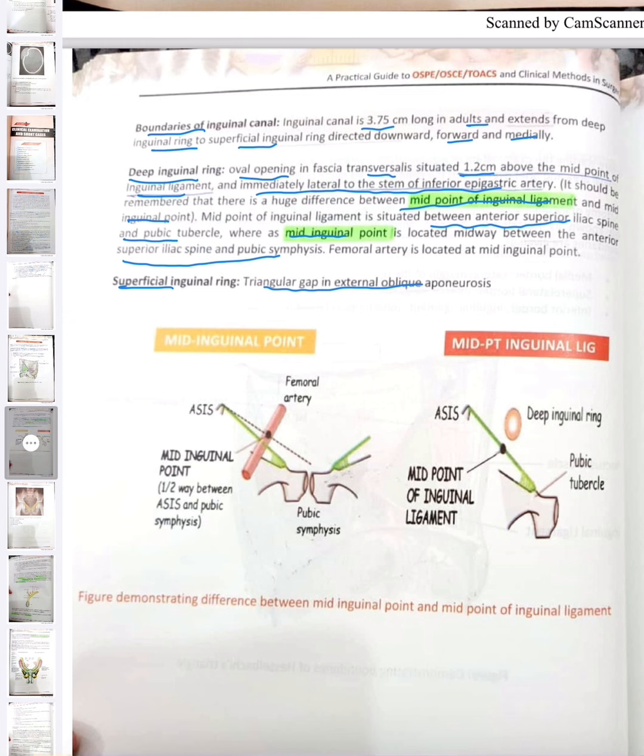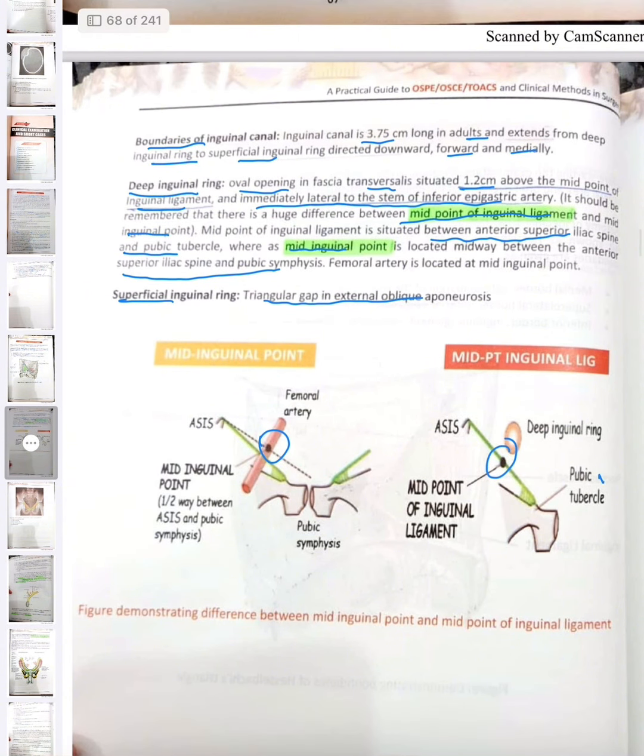This is the mid-inguinal point and this is the midpoint of the inguinal ligament. The midpoint of the inguinal ligament is located between the pubic tubercle and the anterior superior iliac spine, and the mid-inguinal point is located between the anterior superior iliac spine and the pubic symphysis. This is the femoral artery, this is the mid-inguinal point, and this is the pubic symphysis.